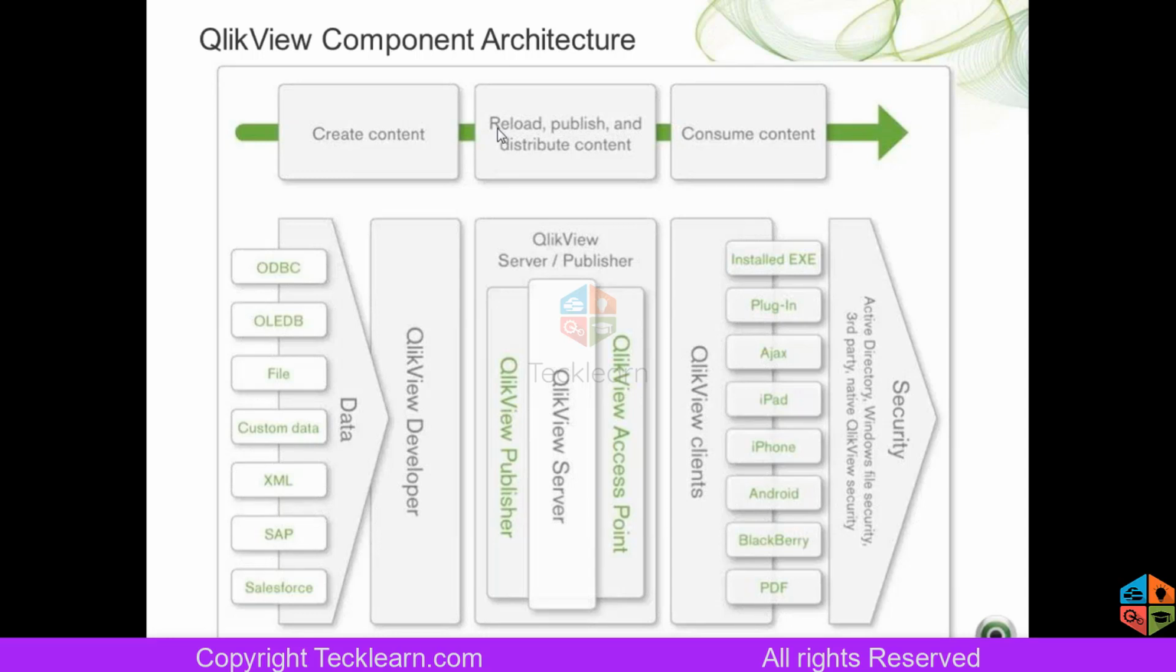So with the help of the server, we have QMC. In the QMC, we can do reload and publish. And if we have the publisher as well, then you have the other option, distribute, where you can distribute this document to the users. So the next one, consume content. Consume content means once your application is published, then you need to check the application on different types of electronic gadgets, whether it's a laptop or mobile or iPhone, Android, means any of the electronic gadgets.